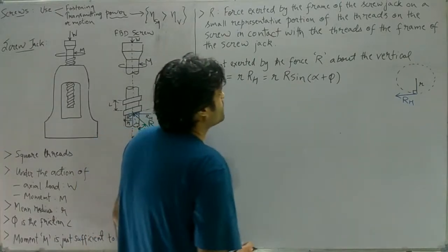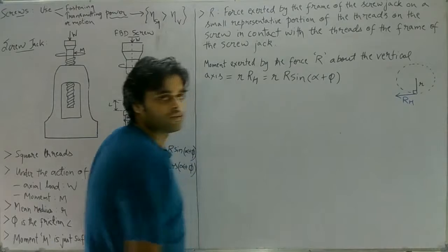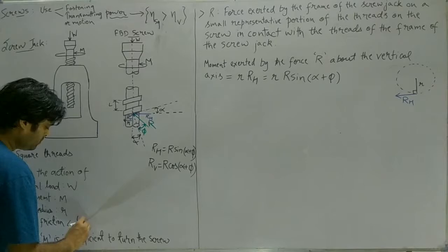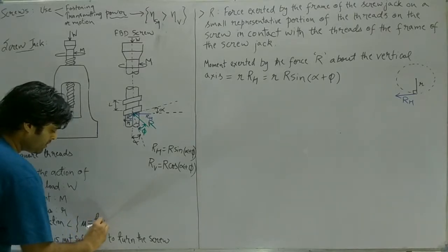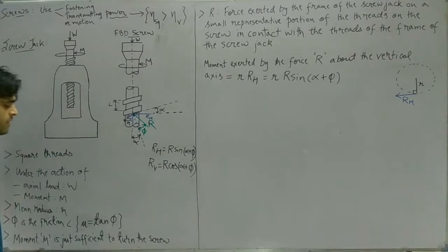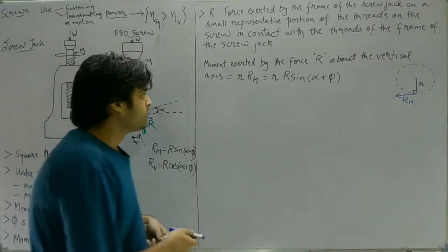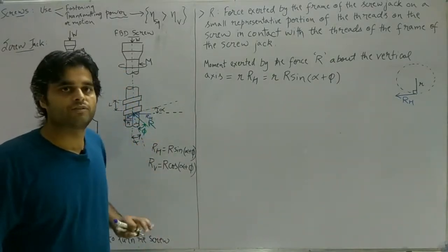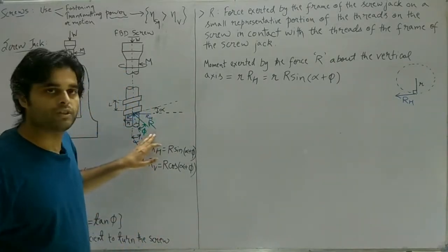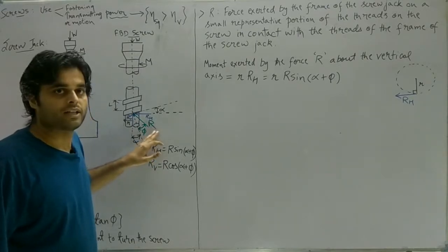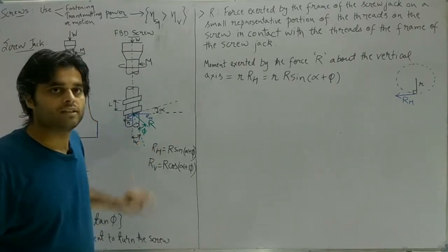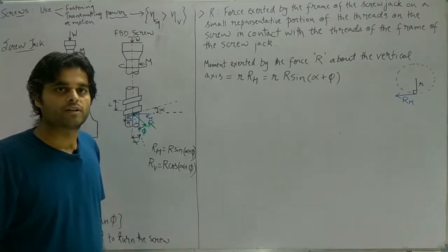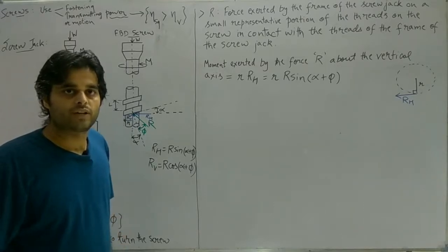Okay, now one thing to note here is that phi is the friction angle, and we know that mu is equal to tan phi. Now this is the moment generated by the reaction R about the vertical axis. Now we should remember that the reaction R is the force exerted by the frame on just a small portion of the threads which are in contact.